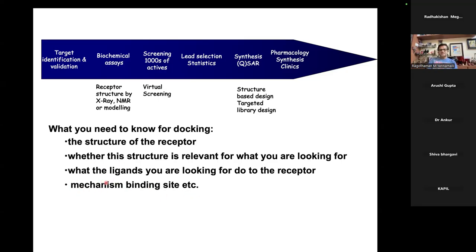Now, in many cases, this last bullet point may not be available. You may not know where it is going to bind. In those cases, you do something called blind docking, where you give the entire protein itself as an active site. You allow the small molecule or the ligand to bind wherever it wants, and then you see which is statistically significant in binding to a particular area, and then you see whether that has a function or not. Most of the time we do site specific docking. We know where it is supposed to bind, what type of mechanism it is doing, and that is where we try to do the docking.